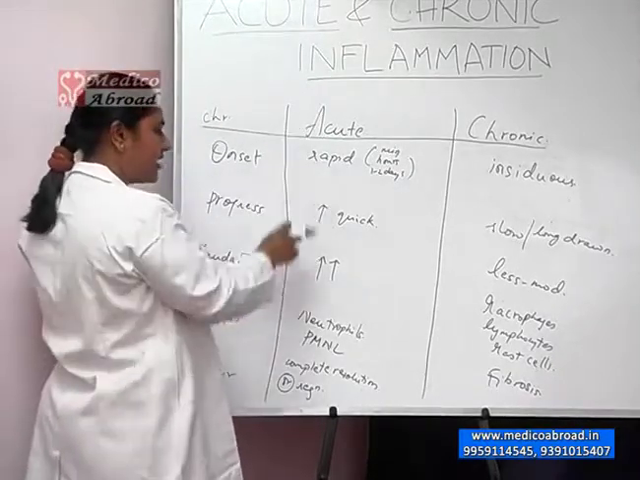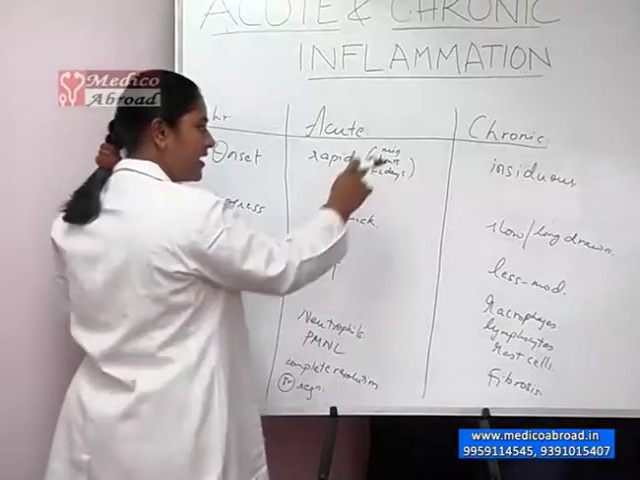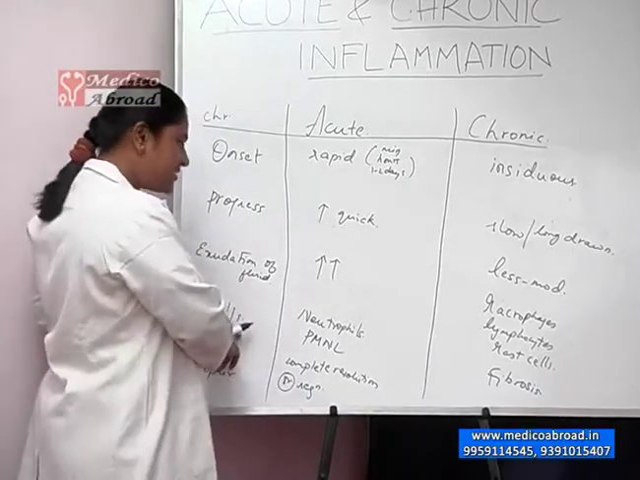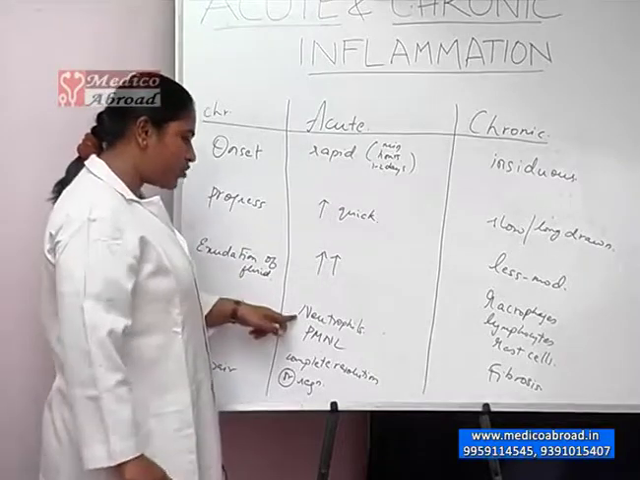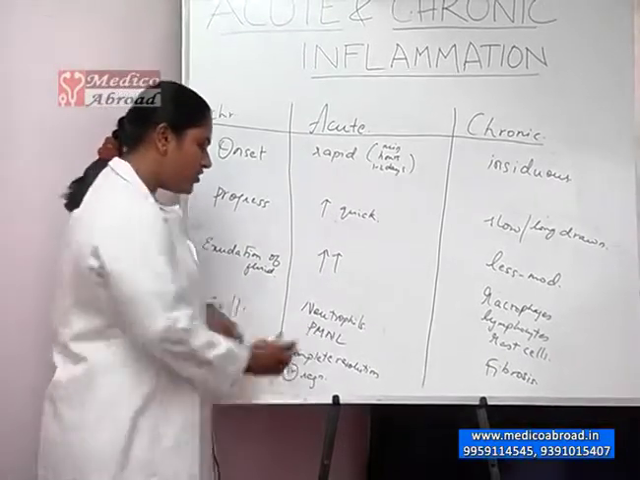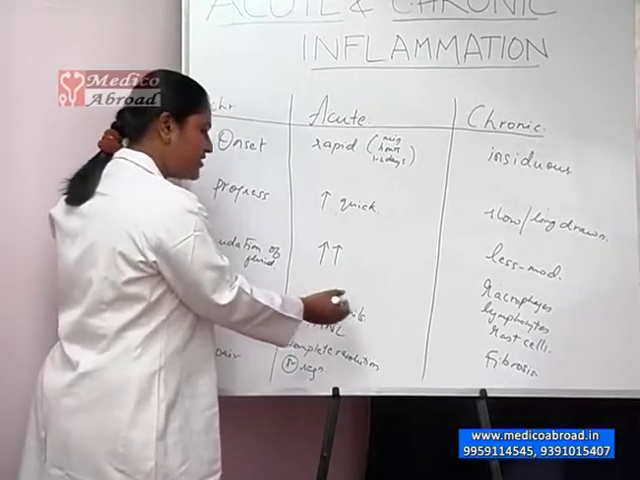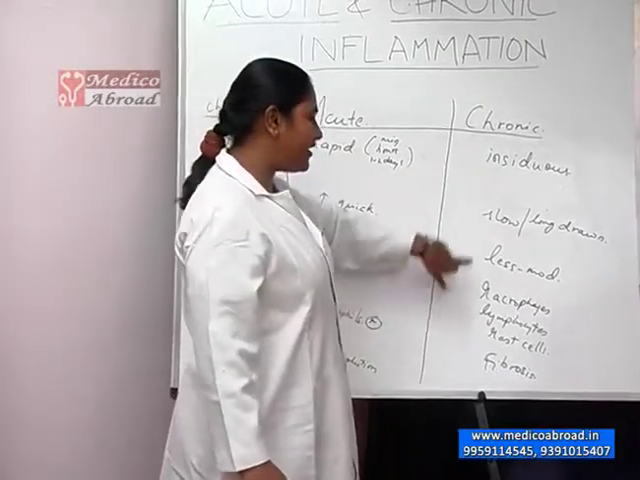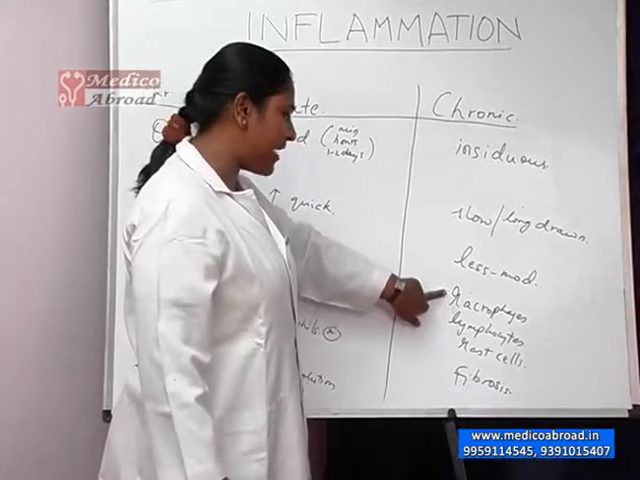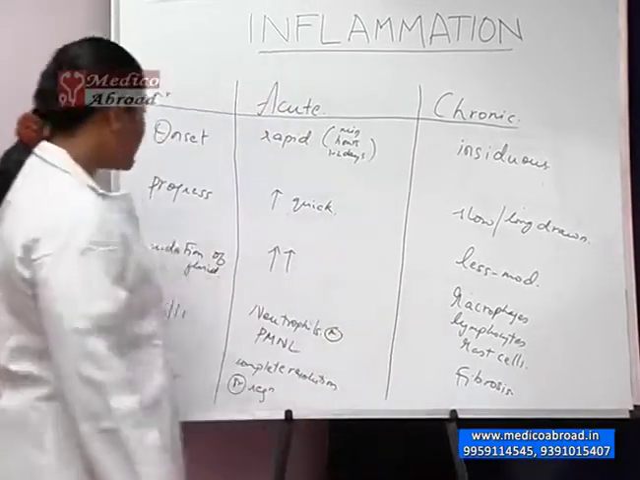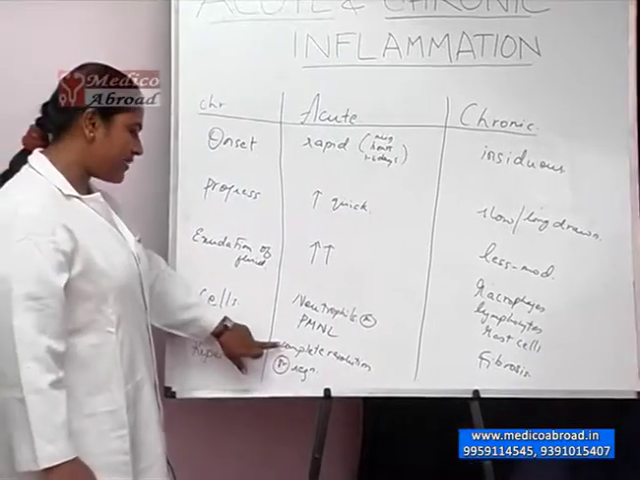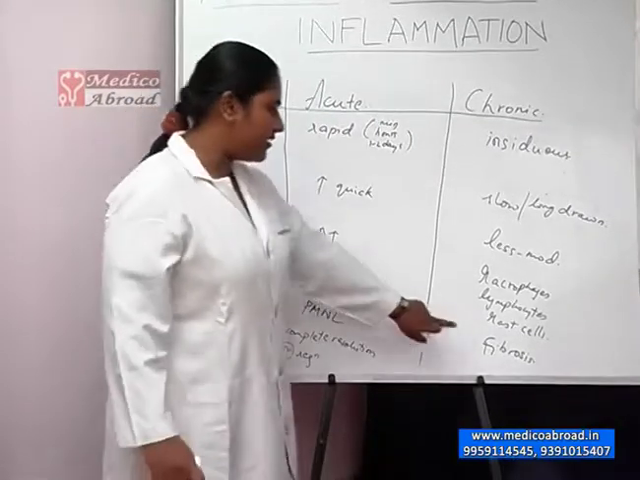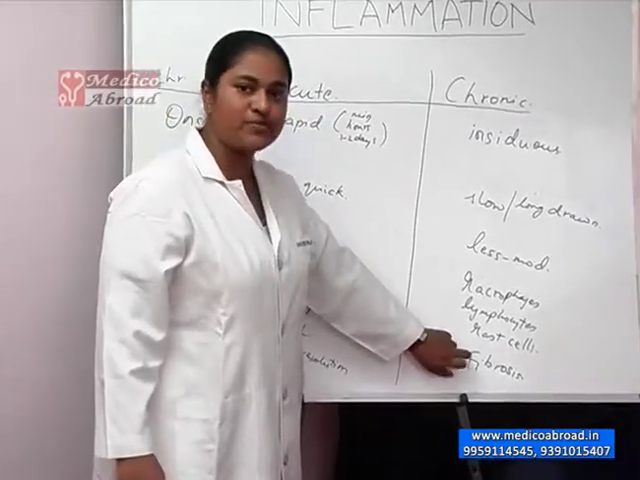Exudation of fluid in acute is a lot of fluid. In chronic, less to moderate amounts of fluid is exudated. Cells which mediate acute inflammation are neutrophils and polymorphonuclear leukocytes, neutrophils or PMNL cells. The main cells that mediate chronic inflammation are lymphocytes, macrophages, mast cells. The repair of acute inflammation is by complete resolution or regeneration. Chronic inflammation is repaired almost always by fibrosis.